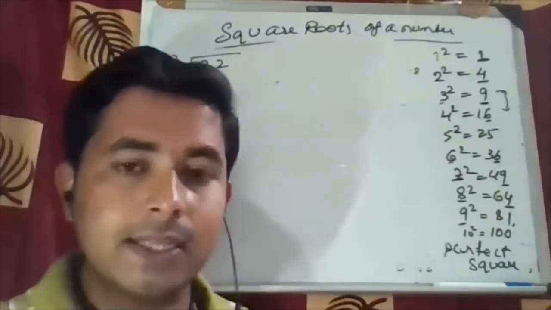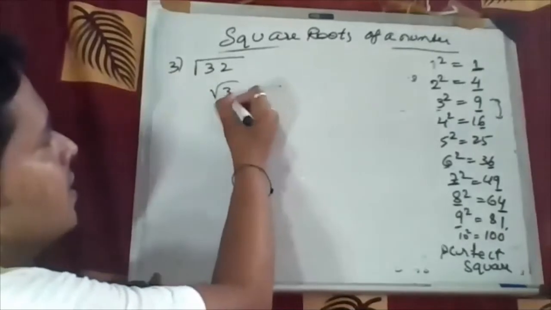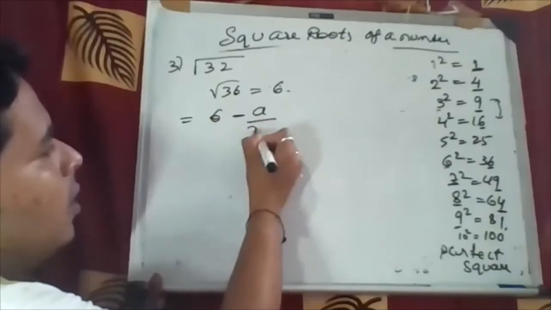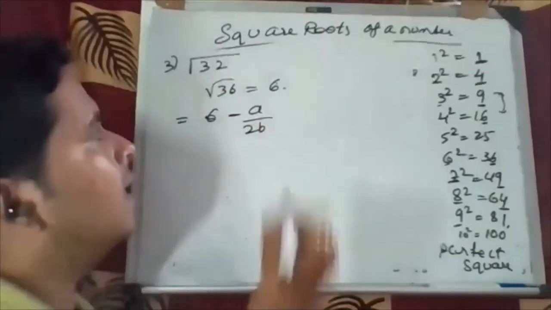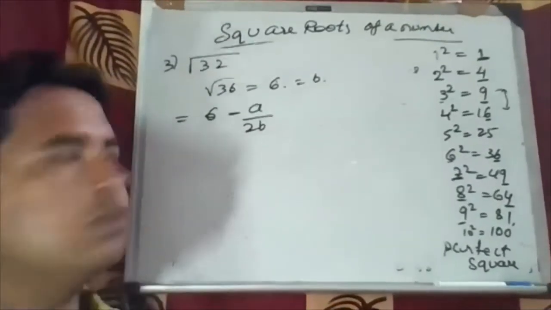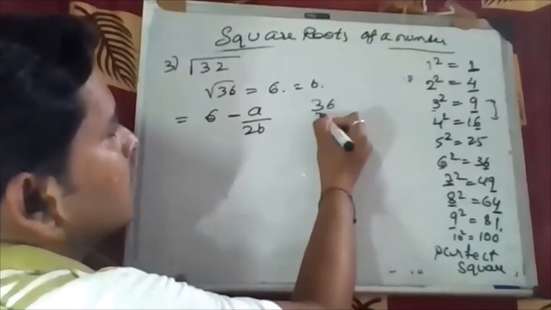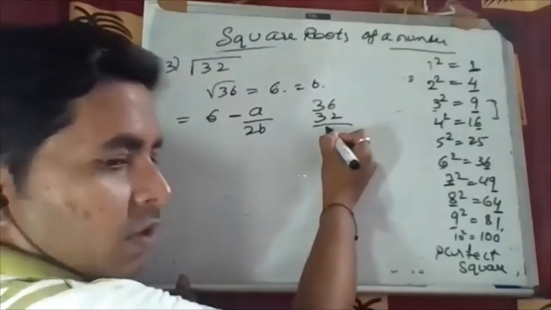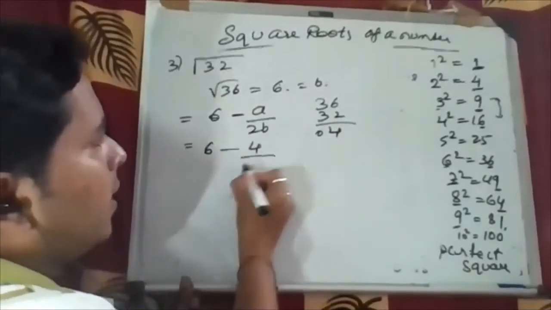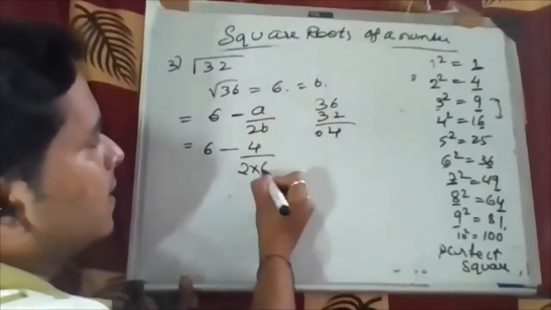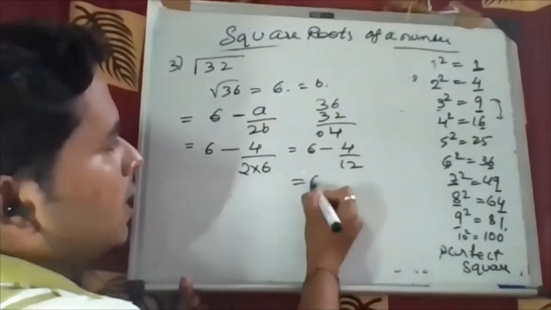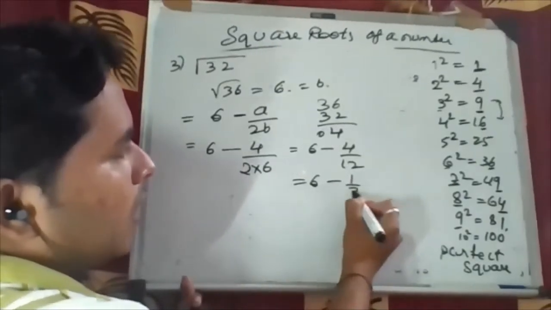So if it is less than 36, what to do? What is the square root of 36? It is 6. So we have to do 6 minus a by 2b. 6 minus a by 2b. This is also b only, don't get confused. So a is what now? 36 minus 32, a is 4. So a equal to 4 by 2 into b, which is 6. So here 6 minus 4 by 12. Again you got 6 minus 1 by 3.